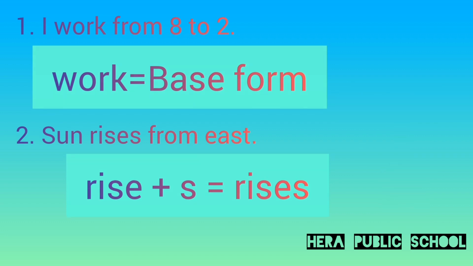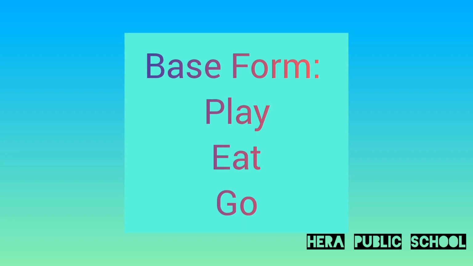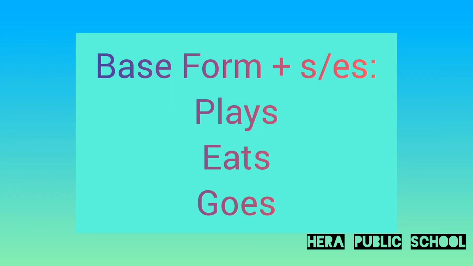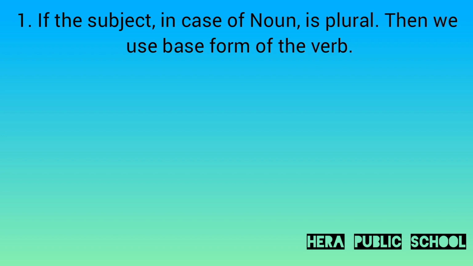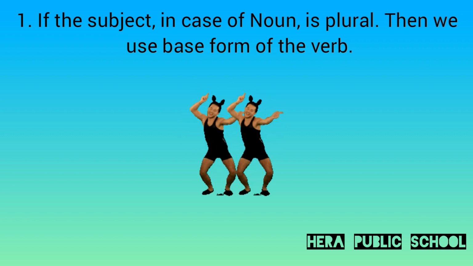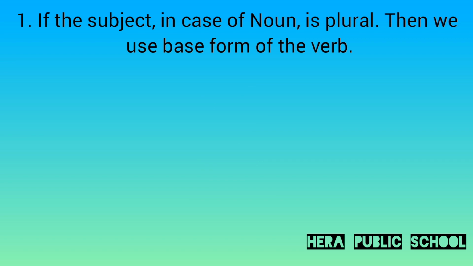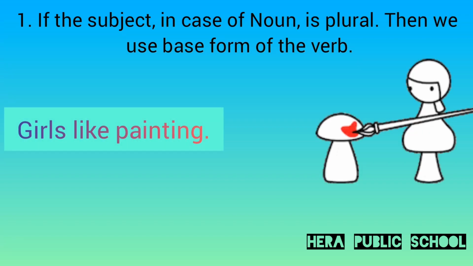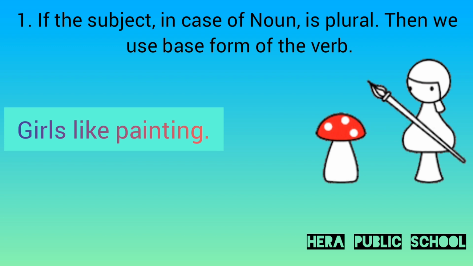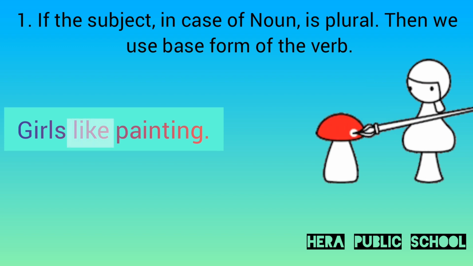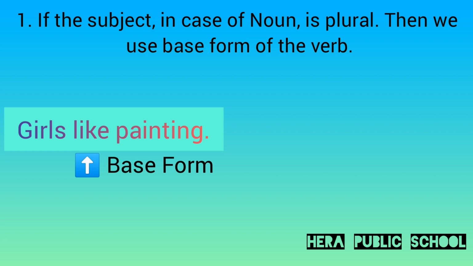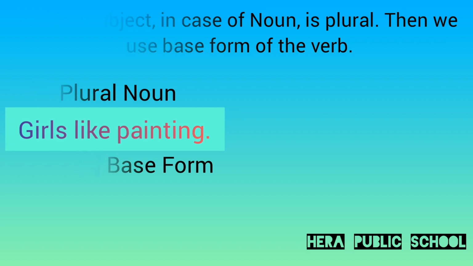Let's understand when we use base form of the verb and when we add s or es in any verb. Alright? If the subject in case of noun is plural, then we use base form of the verb. Let's see the example. Girls like painting. In this example, verb like is in the base form. Why? Because the subject girls is plural.